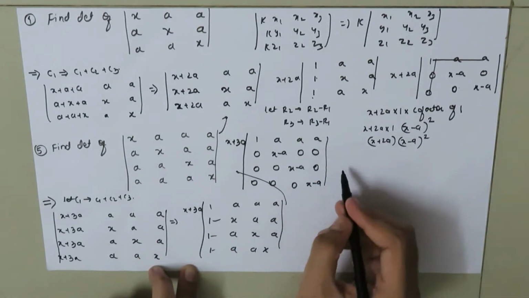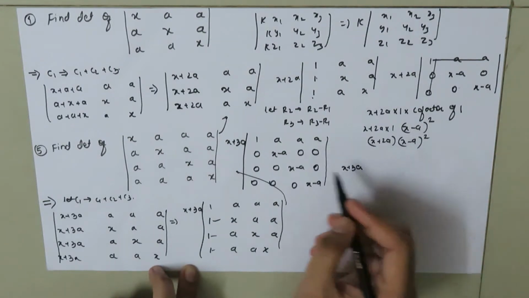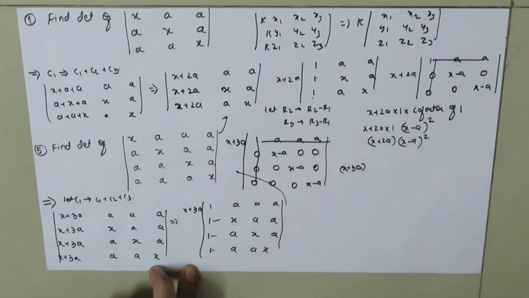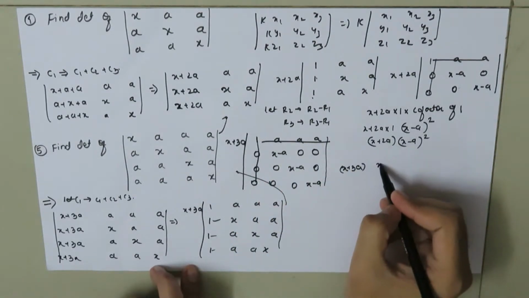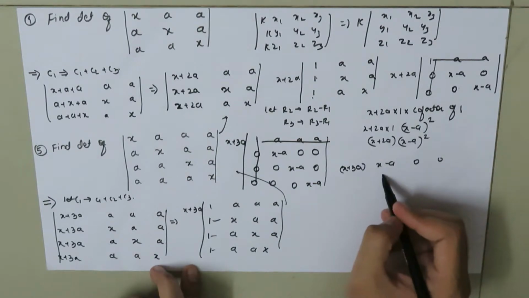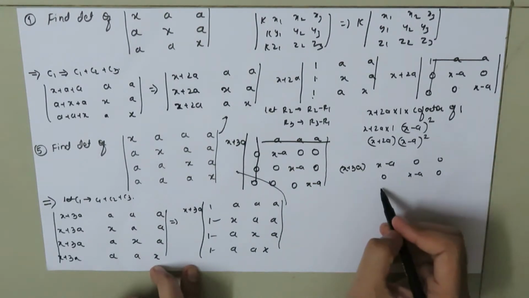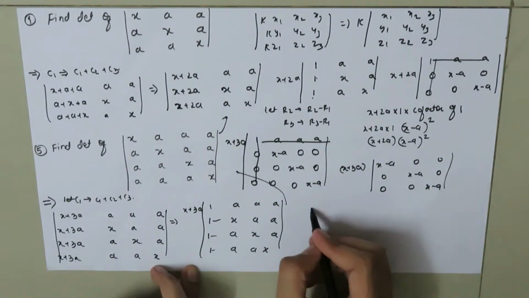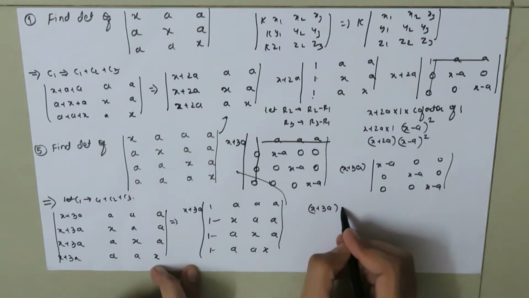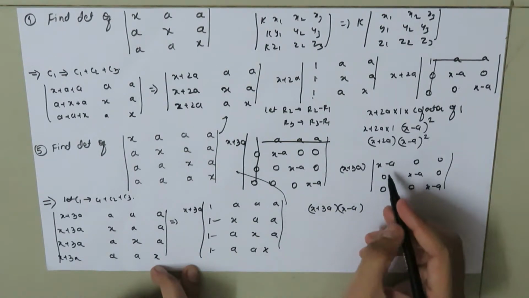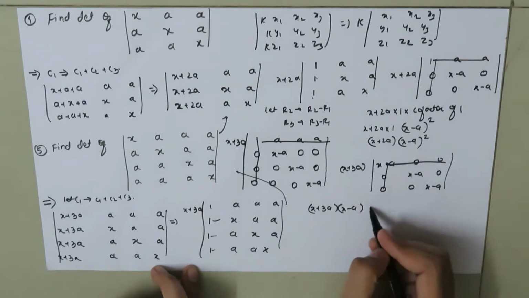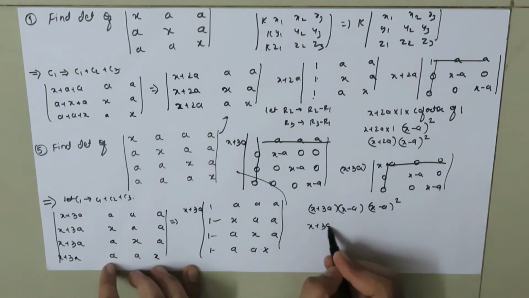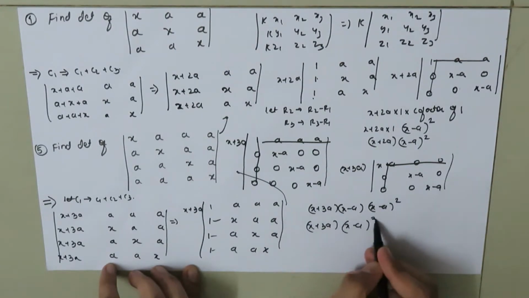So finally we get x plus 3a times 1 times the cofactor of 1. So we'll get x minus a, 0, 0; 0, x minus a, 0; 0, 0, x minus a. And now we do x plus 3a times x minus a times the cofactors of x minus a, which are x minus a squared. So our final answer will be x plus 3a times (x minus a) cubed.